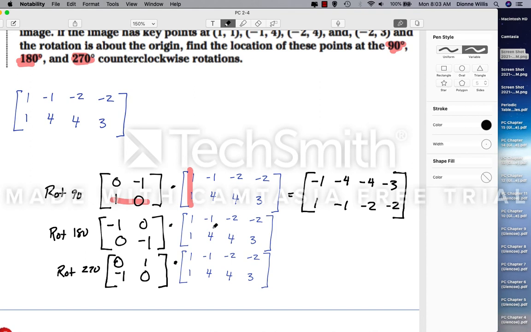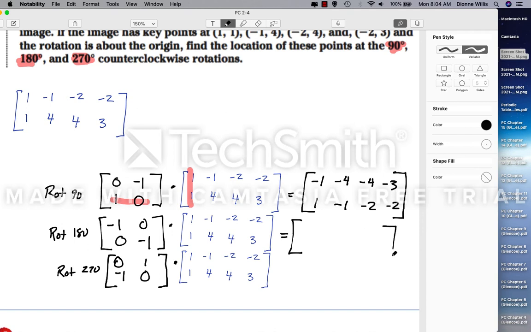And if you think about it, it makes a bit of sense. The x value changes to the negative version of the y values, and then the y values change to what the x values were. All right. I don't know if you guys are buying it, but we're going to keep going.